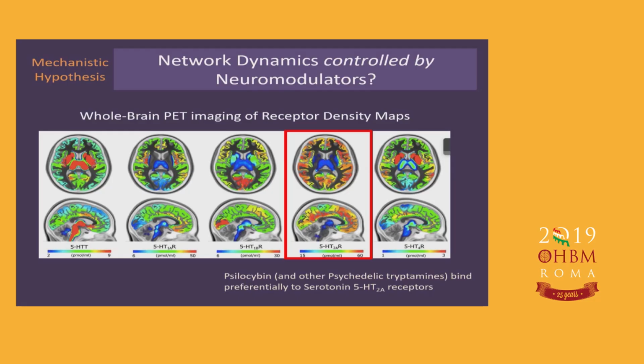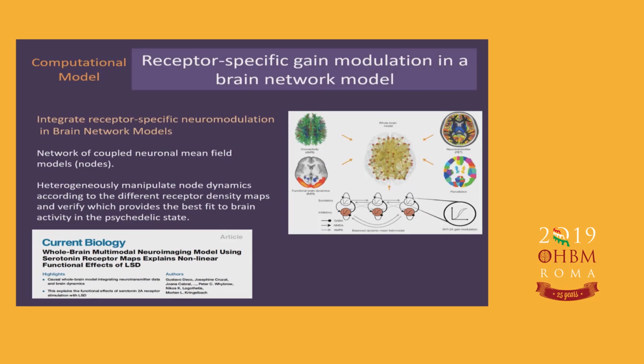So the idea is, can we integrate this receptor-specific neuromodulation in brain network models? As Michael introduced, these brain network models were used to simulate resting state activity. They are networks that simulate the behavior of coupled neuronal masses, where each node represents a large population, the collective activity of a large population of neurons.